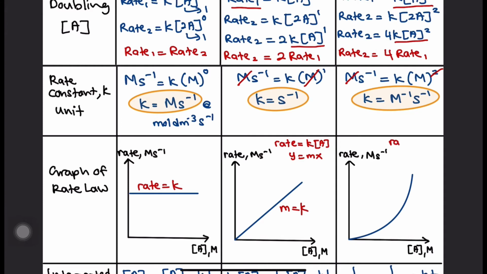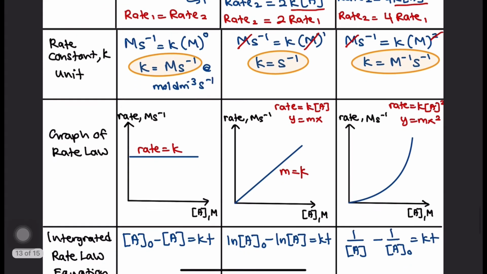As for the second order reaction, rate equals k multiplied by concentration of A squared, and this matches with the equation y equals mx squared. And you have an exponential graph when you plot rate against concentration.